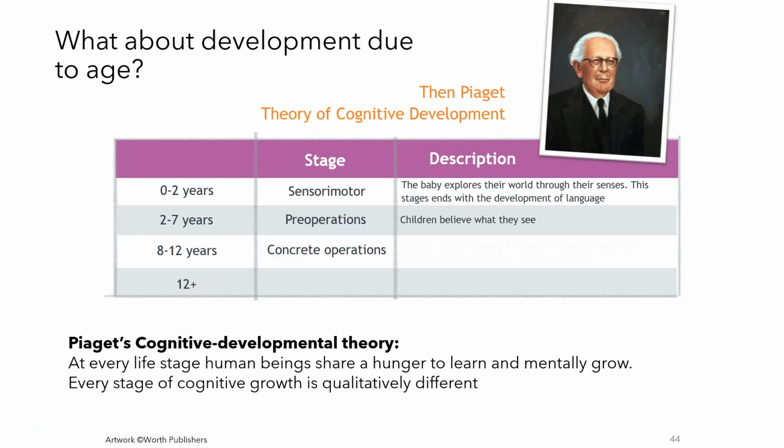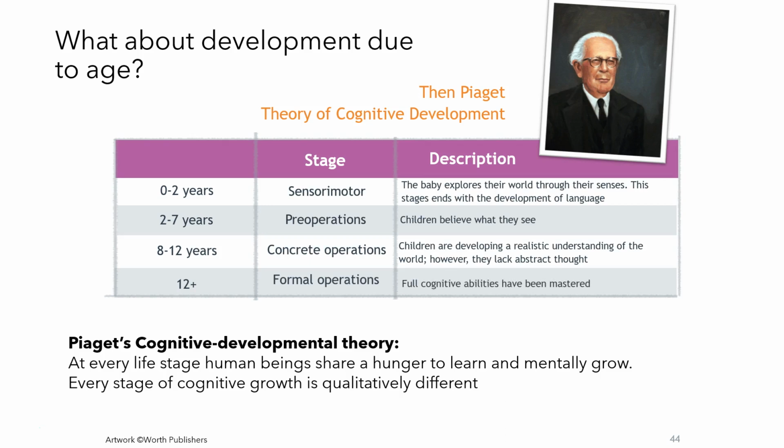And so he's got, and we'll talk about some of this, different stages at different ages, that at every stage human beings share a hunger to learn and mentally grow, and every stage of cognitive growth is qualitatively different. You don't have to worry about this right now, but we'll talk about them as we go through the class.